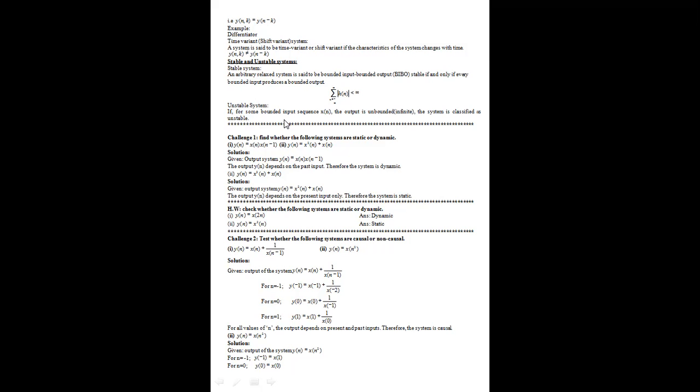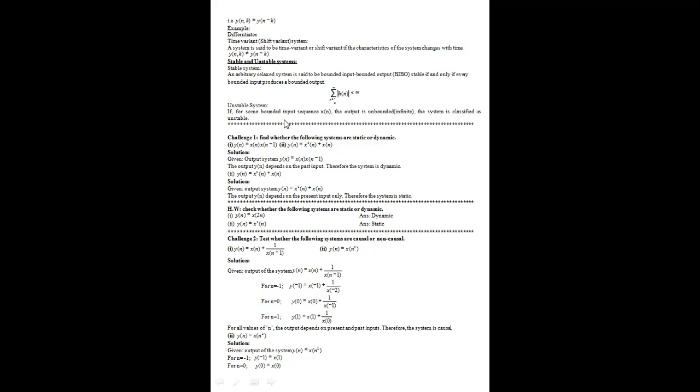Okay. Same, what will happen? y of n is equivalent to x of 2n. x of 2n indicates present input, past input, or future input. So the given system is dynamic. y of n is equivalent to x squared of n. It depends upon your present input, so it will be given as static.